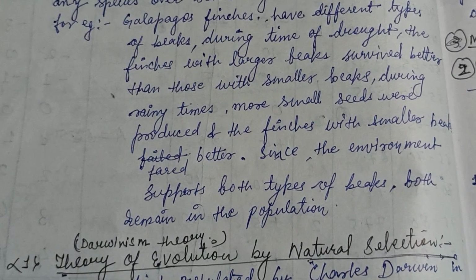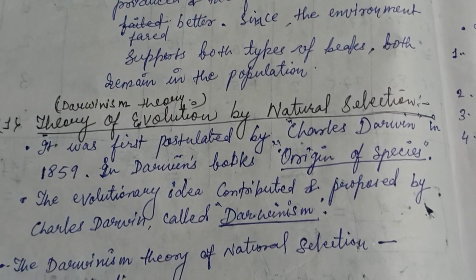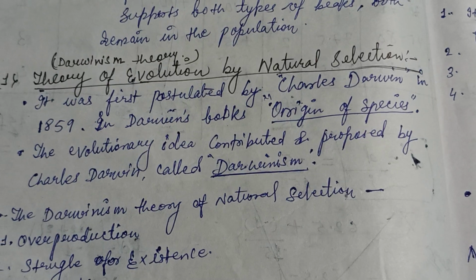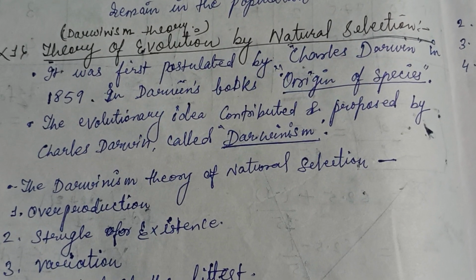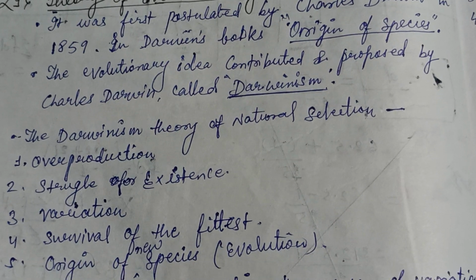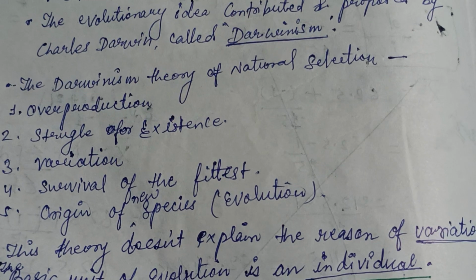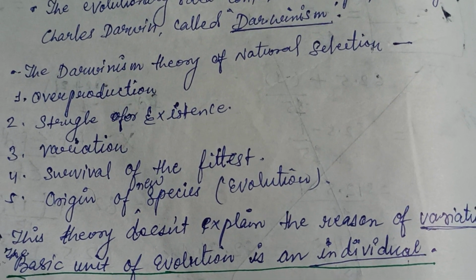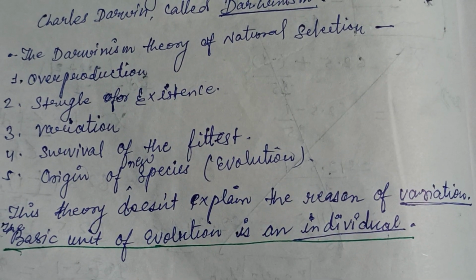There is an example of Galapagos finches, also known as the Darwin finches, for the theory of evolution by natural selection. It was first postulated by Charles Darwin in his book Origin of Species. The evolutionary idea proposed by Charles Darwin is known as Darwinism. This theory tells about overproduction, struggle for existence, variation, survival of the fittest, and origin of new species, that is evolution. This theory doesn't explain the reason for the variation.